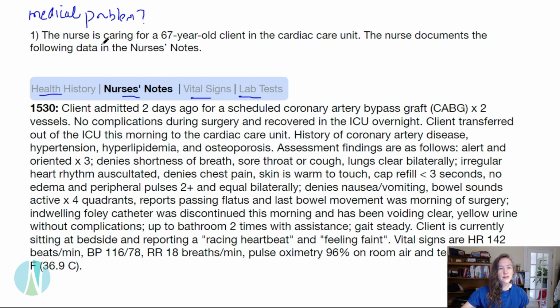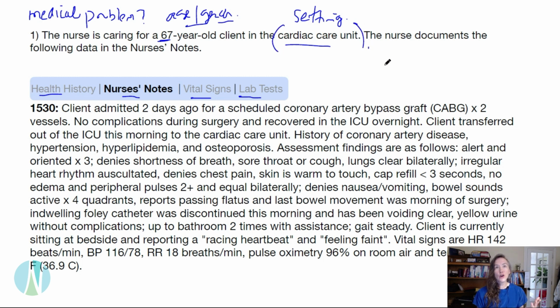So let's read it. The nurse is caring for a 67-year-old client in the cardiac care unit. So I like to see the age and the gender of my patient. It just helps me visualize. Is this a really young person? Is this an older person? And then what's my setting? What kind of floor am I on, or what kind of nurse am I? So I'm on a cardiac care unit. So I know that potentially this could be a cardiac issue.